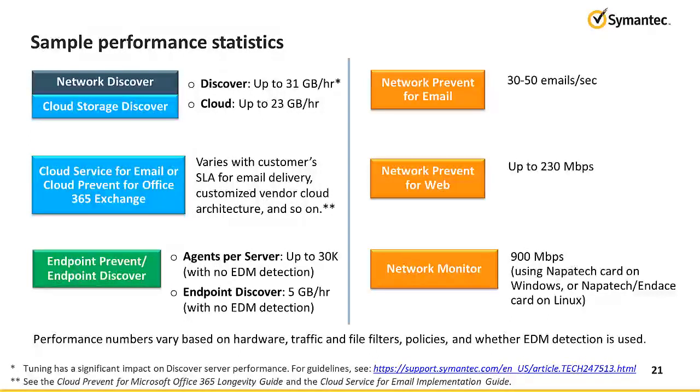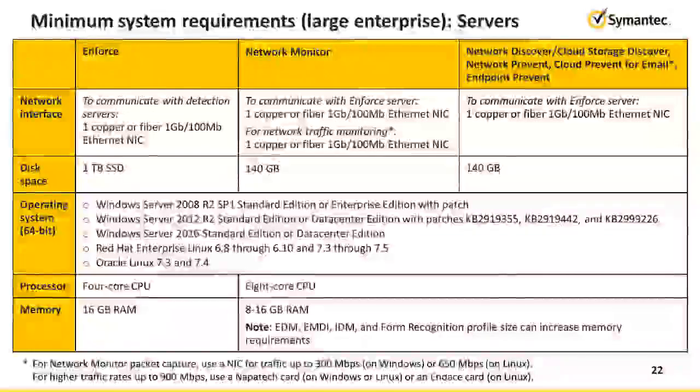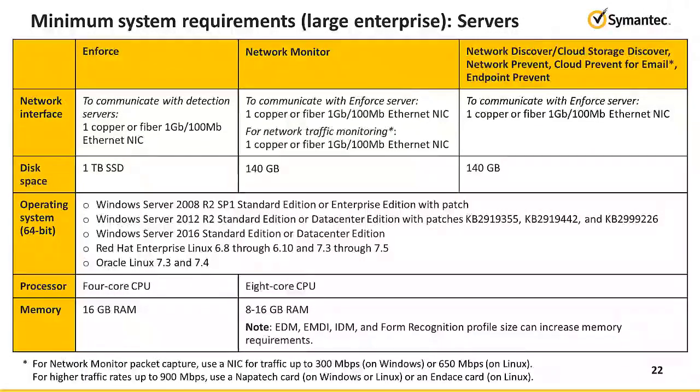Each Network Monitor server can analyze up to 330 megabits per second on Windows, or 600 megabits per second on Linux natively, using standard NICs. To analyze traffic of up to 900 megabits per second, a Network Monitor server requires a Napatech network measurement card on Windows, or a Napatech or Endace card on Linux. Keep these sample statistics in mind as you consider the hybrid architecture and architectural redundancy in HA scenarios described later in this topic. This table shows the sample minimum system requirements for the Enforce server and the various detection servers.